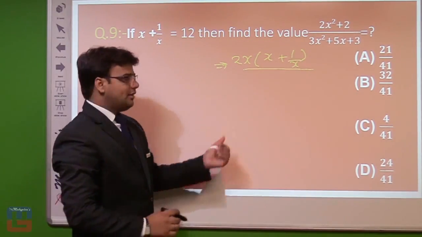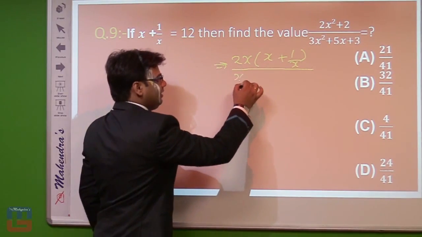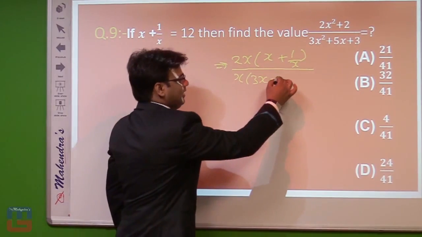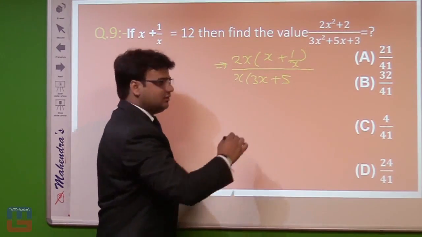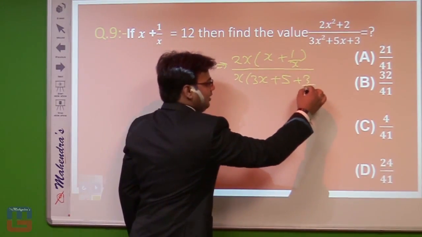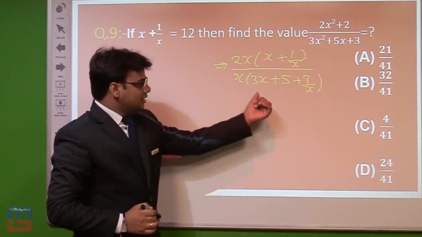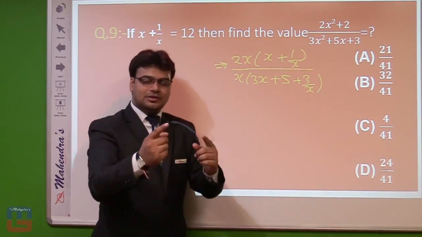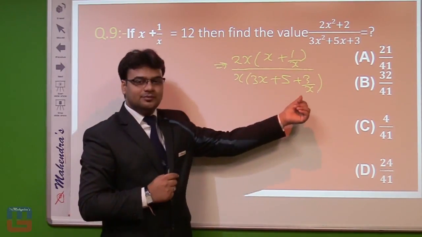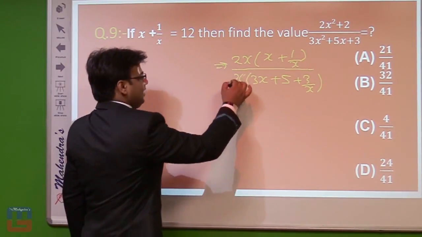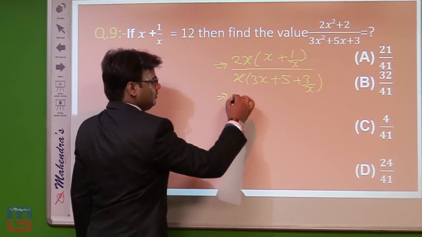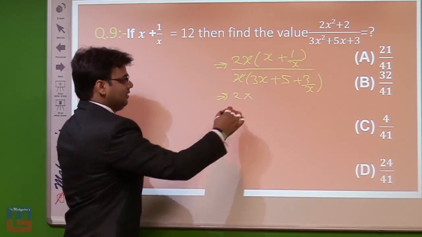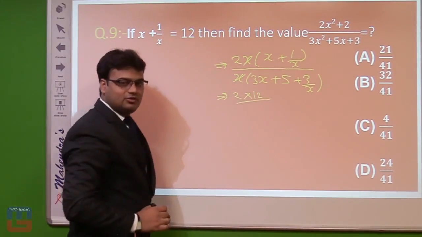Similarly, if we take x common from the denominators, then what will we get? 3x plus 5 plus 3 upon x. See here, if we take 3 common from 3x plus 3 upon x, we get x plus 1 by x. Then here x cancels out, it is 2. X plus 1 by x we know is 12. That means in place of x plus 1 by x we write 12.